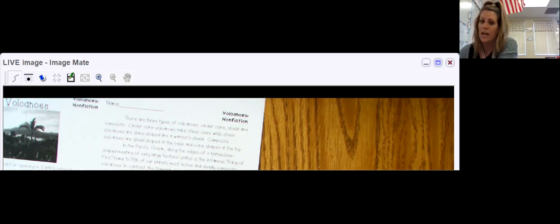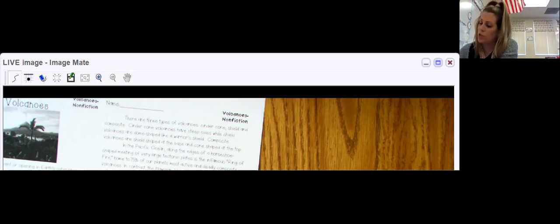There are 3 types of volcanoes. Let's go ahead and underline that. Cinder cone, shield, and composite. Cinder cone volcanoes have steep sides, while shield volcanoes are dome-shaped like a warrior shield. Composite volcanoes are shield-shaped at the base and cone-shaped at the top.